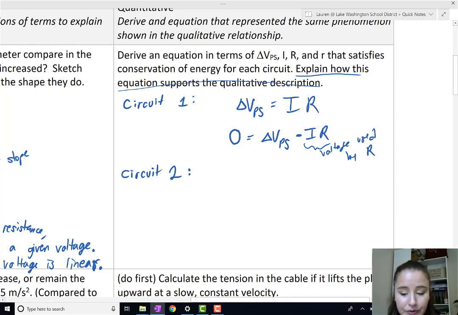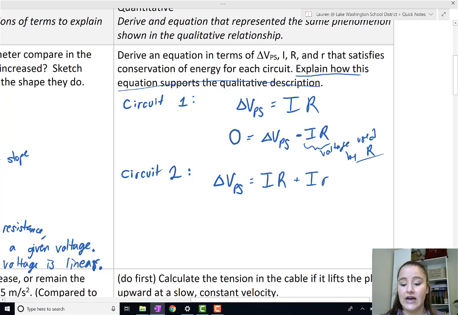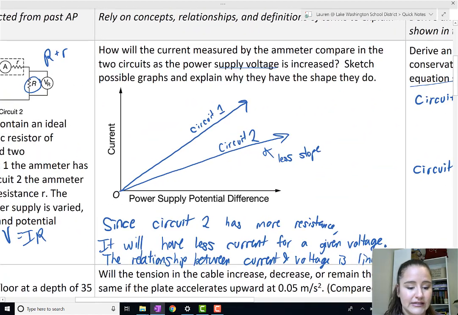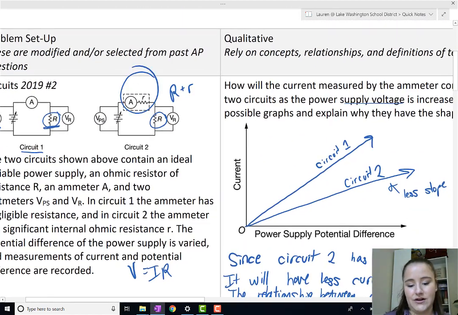Now, for circuit 2, circuit 2 has that other resistor. So the change in voltage of the power supply is going to be equal to the voltage used by R, same as the other one, and the current times little r. That's the voltage or the energy used up by the internal resistance, the ammeter here.